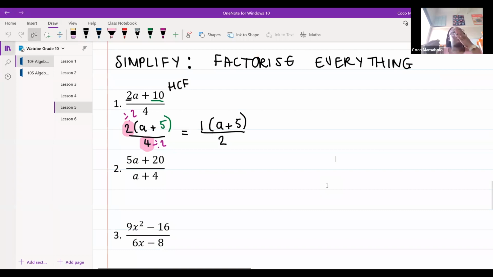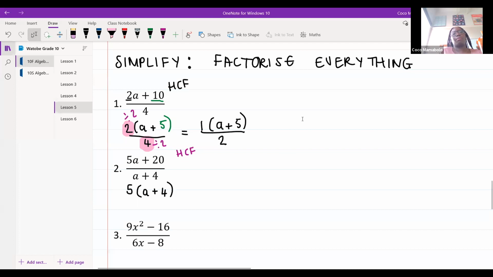Okay. Now I want us to have a look at number 2, guys. Can anybody tell me, what am I going to take out of the top? What can I factorize of the top? I can take out an HCF. That's it. I can take out 5. So I'm going to take 5 out on the top. 5 divided by 5 will leave me with a, plus 20 divided by 5 will leave me with 4.